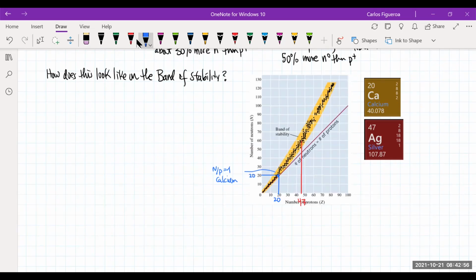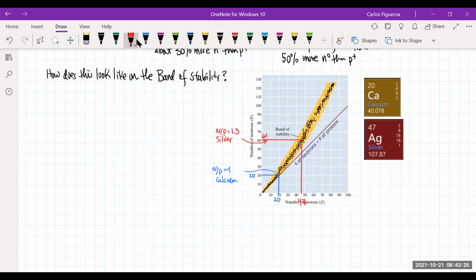And then when I look at silver, you could see that it has 61 neutrons. So I'm just going to say it's 60. Okay, and so this number is 61. But if I look at this, it says that the N/P number is 1.3. So you can see how it's moving away from that line. And this is silver.